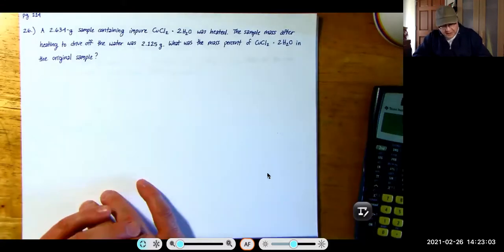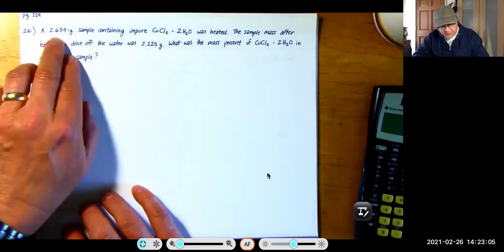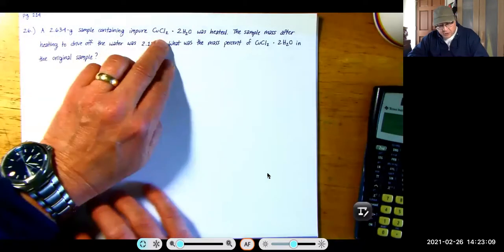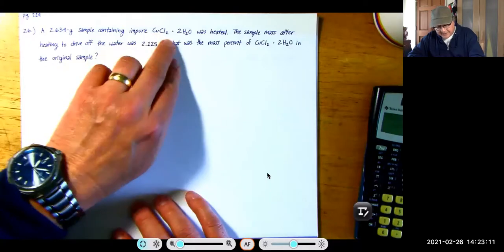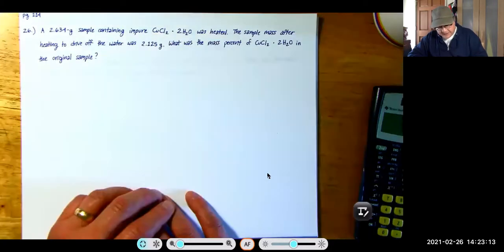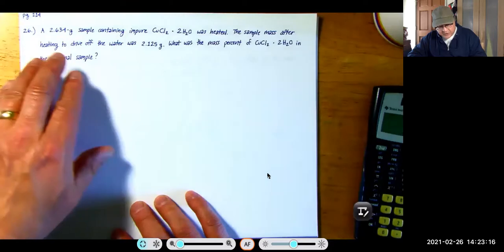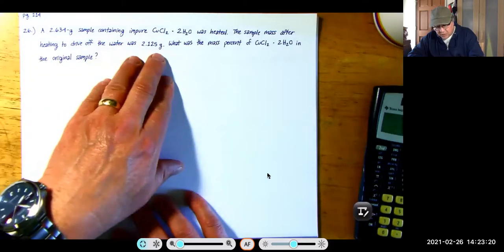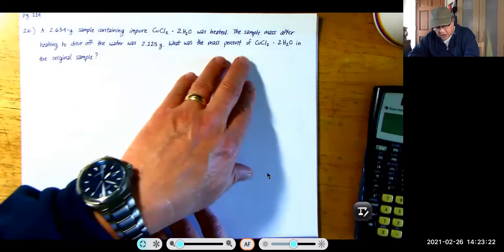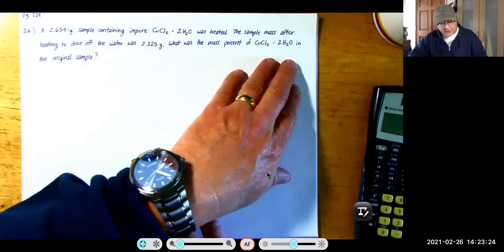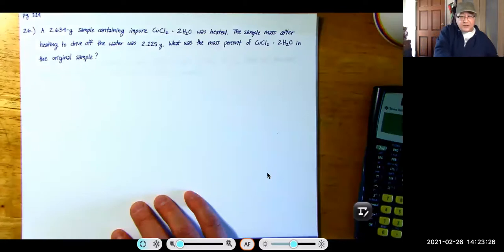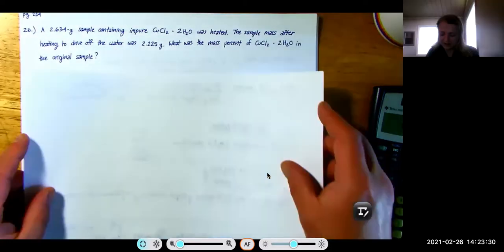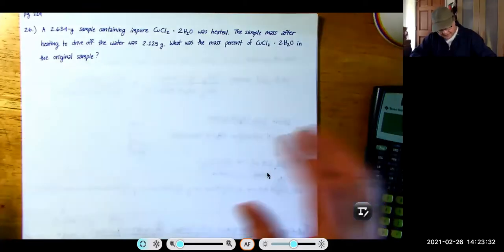So we have a 2.634 gram sample containing impure copper 2 chloride dihydrate that is heated. The sample mass after heating to drive off water was 2.125 grams. What was the mass percent copper 2 chloride dihydrate in the original sample? This one is really hard. So we're going to draw a little picture to show what's going on.